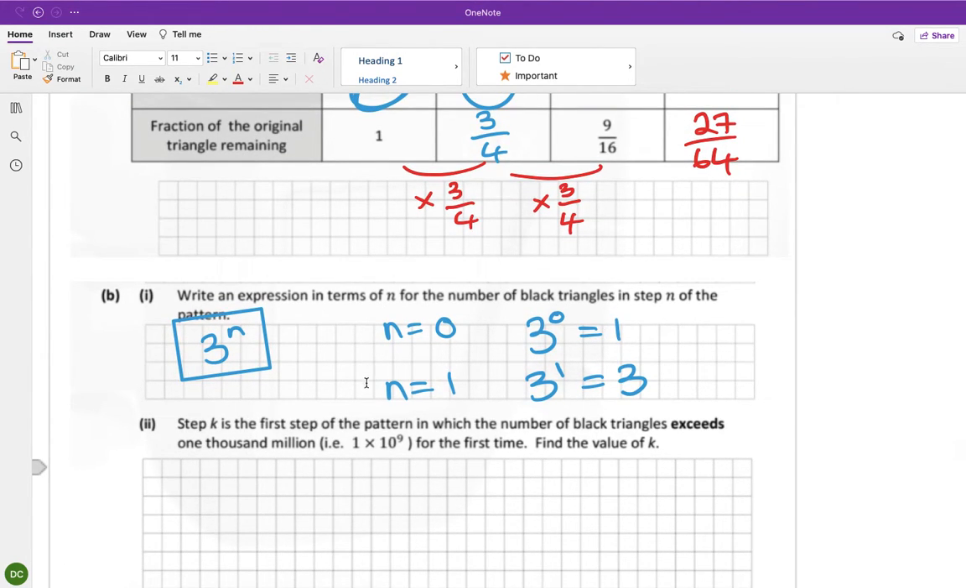Step K is the first step of the pattern in which the number of black triangles exceeds 1,000 million for the first time. Find the value of K. Okay. So if it's step K, then n equals K. So it becomes 3 to the K. Exceeds, we would do greater than. And greater than 1 by 10 to the 9?